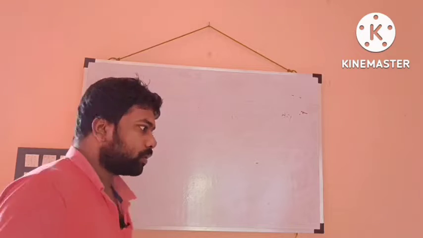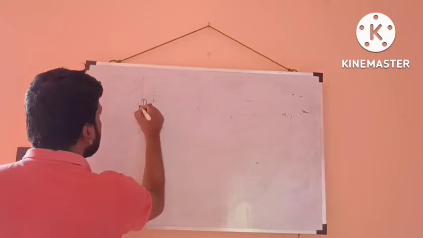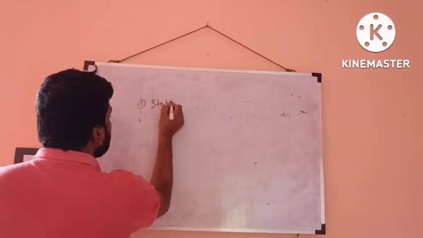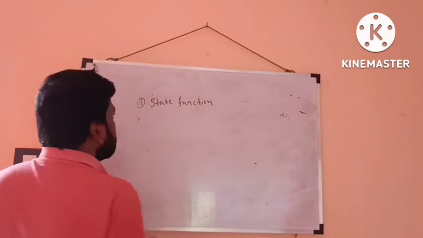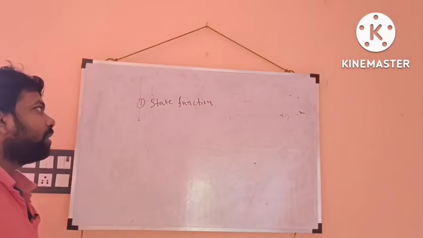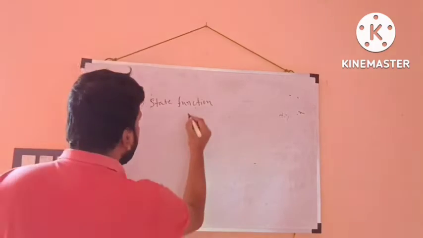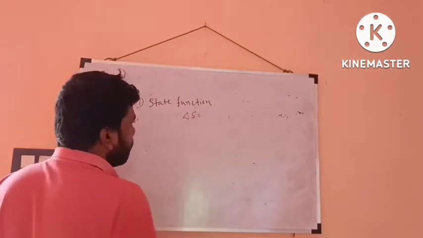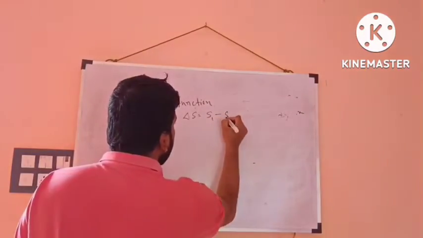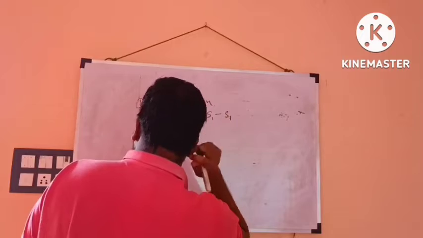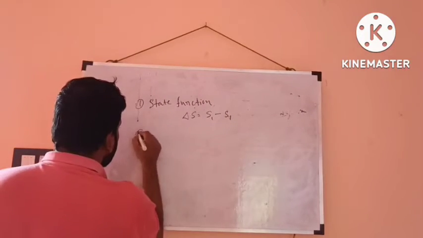State function and path function. A state function depends upon the final and initial state of the system. Suppose dS is a state function that depends upon the entropy of the final state and the entropy of the initial state. That is called a state function.